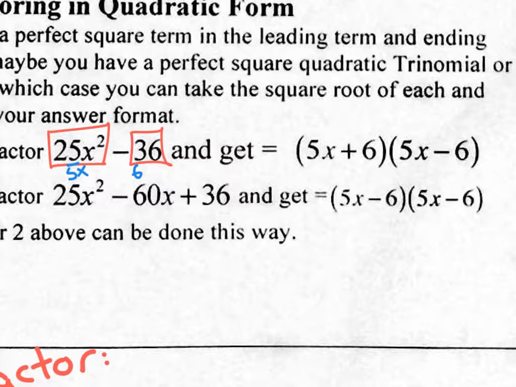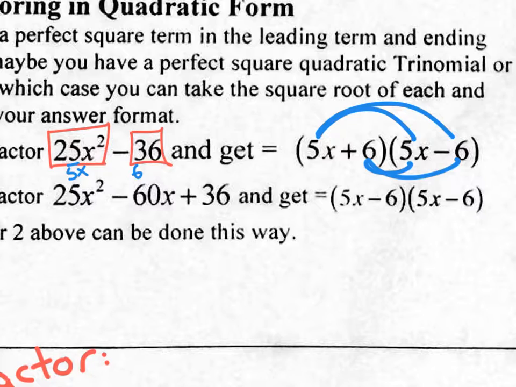Always check. In other words, always go through and say, okay, 5 times 5 is 25x squared. 5 times negative 6 is negative 30x. 6 times positive 5x is positive 30x, and 6 times negative 6 is negative 36. And of course, the negative 30x and the positive 30x cancel out, and we really do get that expression if we were to distribute. So we know we did it correctly.